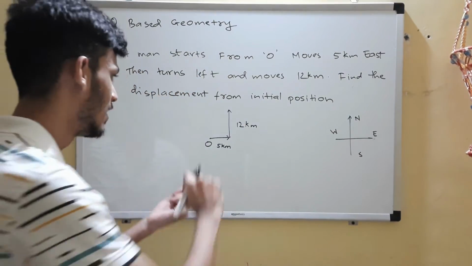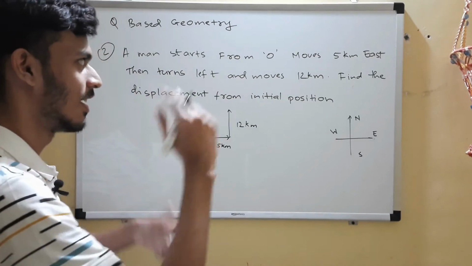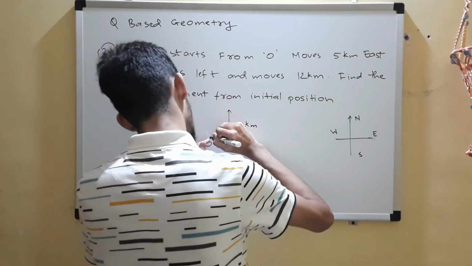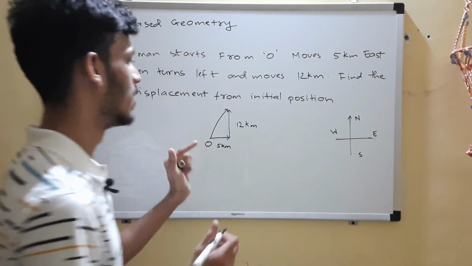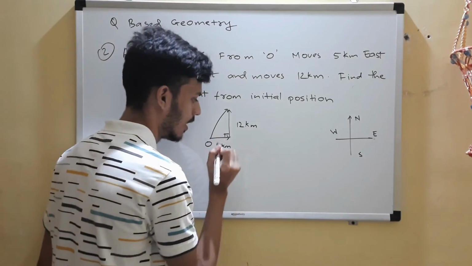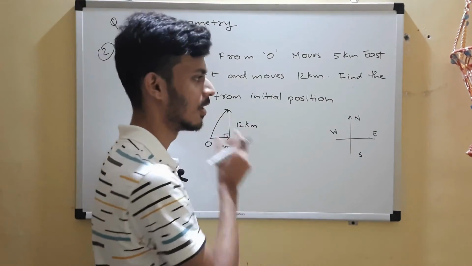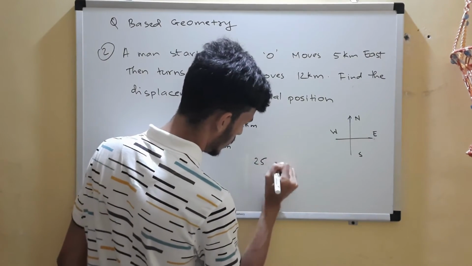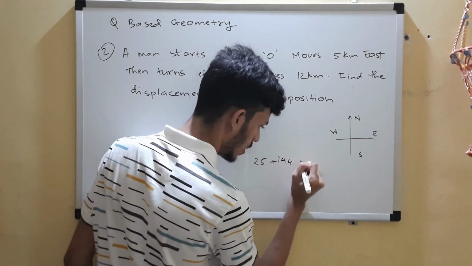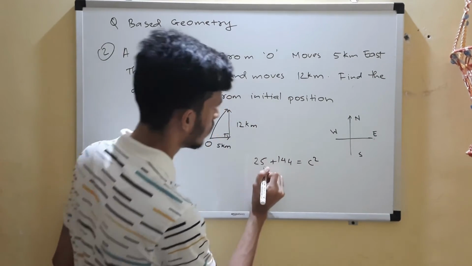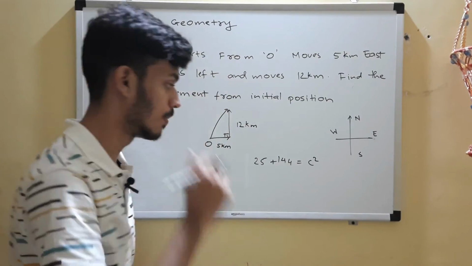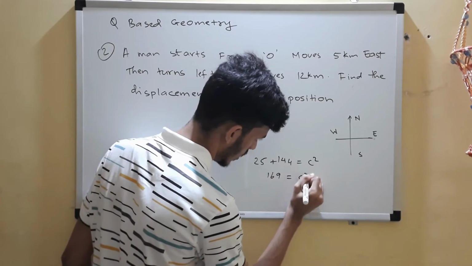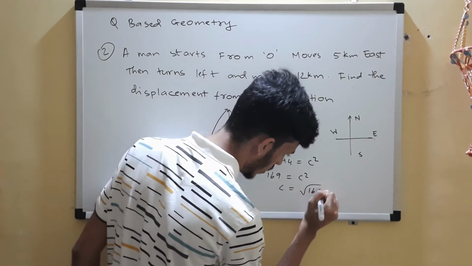If you remember, displacement was the shortest distance from initial to final point, the minimum displacement. And this angle is 90, we know that. So 5, 12, 13, if you know the Pythagoras triplet, or otherwise a square plus b square: 25 plus 144 is equal to c square, which is 169, and the root of 169 is 13.